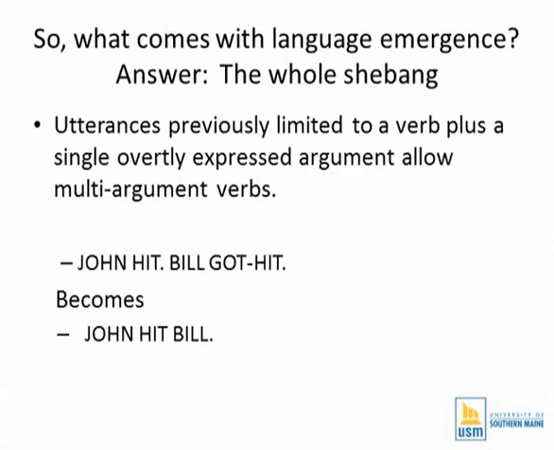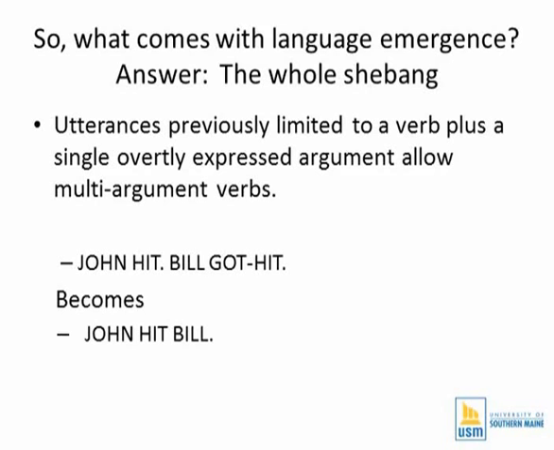I'm going to very quickly, if I can take a minute of my questions, do this. So what comes with language emergence? And I argue the whole shebang, so I'm just going to quickly lay out for you some of the things that happen. Utterance is previously limited to a verb plus a single argument. So verb, one argument, linked together, no more than that, single valence, become multi-argument verbs.